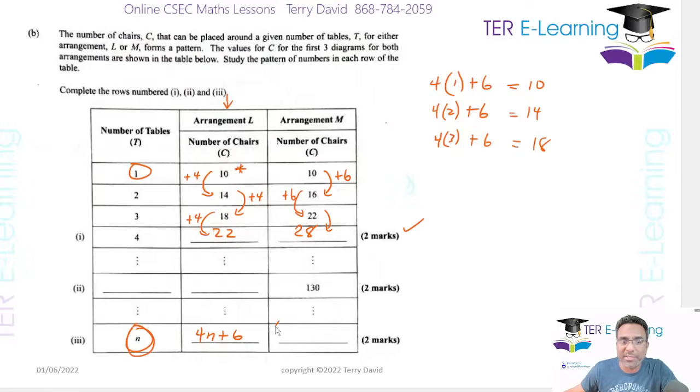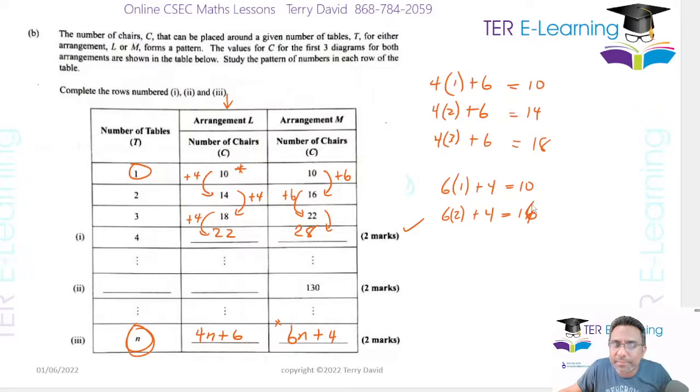Then we need to work out this one here. Now you're adding 6 all the time. So this is going to be 6n plus what? 6n plus 4, maybe? Yeah, that works here. 6n plus 4 works. Because if I put 6 by 1 plus 4, I'm going to get 10. If I put 2 tables, 6 by 2 is 12 plus 4, I'm going to get, sorry, not 14, 16. So that formula actually works there.